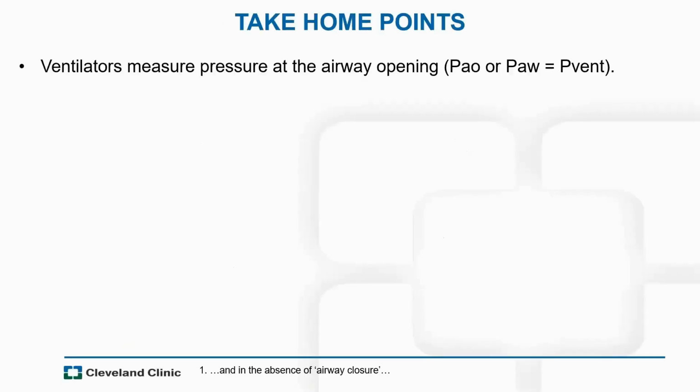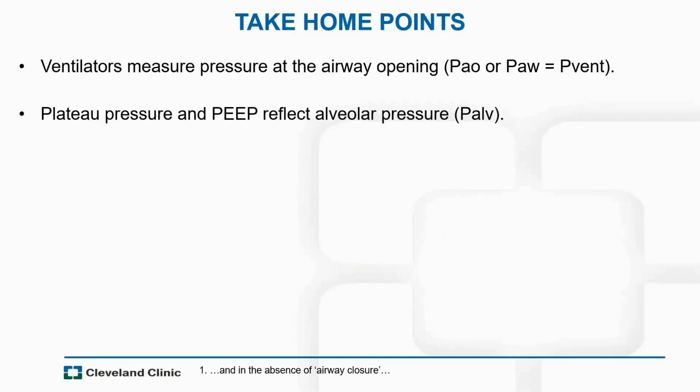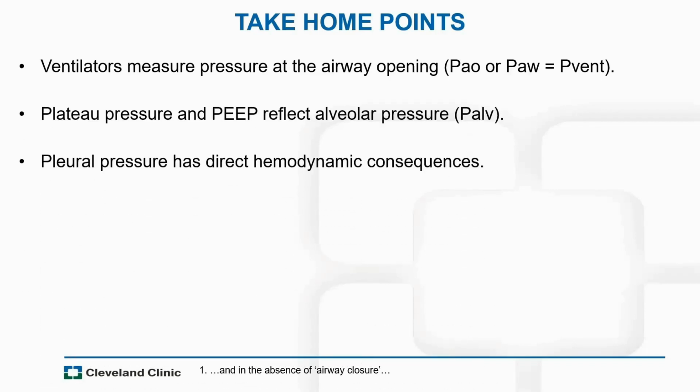So that's all we have. We have a few take-home points. Ventilators measure pressure at the airway opening, so that would be the pressure at the airway opening, PAO, or airway pressure, PAW. Plateau and PEEP reflect alveolar pressures. And the pleural pressure has direct hemodynamic consequences.